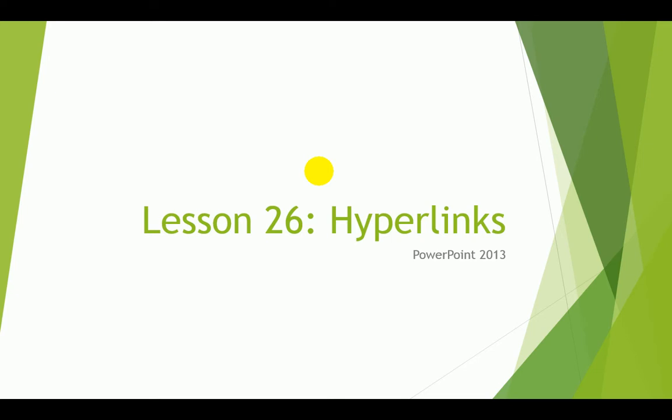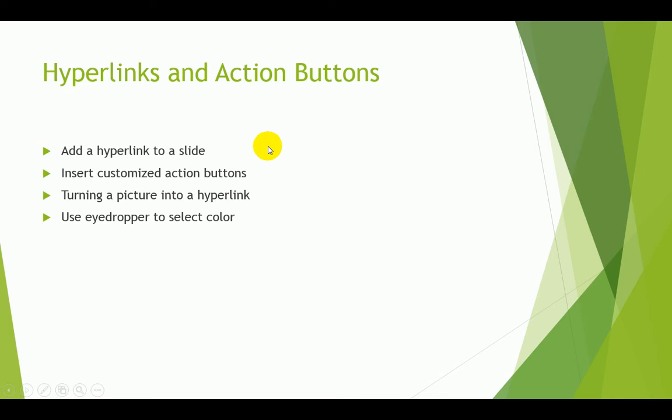Today we're going to be dealing with Lesson 26 and hyperlinks and action buttons. We're going to show you how to add a hyperlink to a slide to be able to jump from one slide to another. We'll show you how to insert customized action buttons. We're going to turn a picture into a hyperlink to help disguise the hyperlinks on our slides. And then finally, we're going to use the eyedropper to select color as we create an invisible or almost invisible hyperlink area.